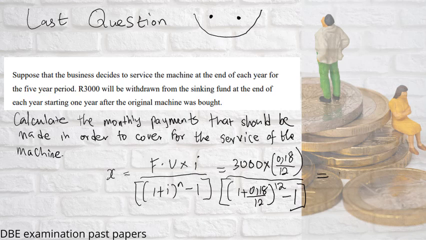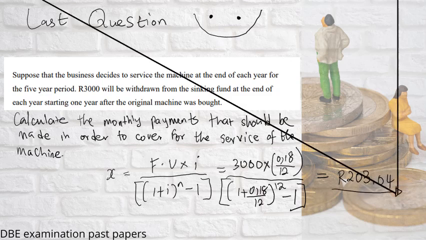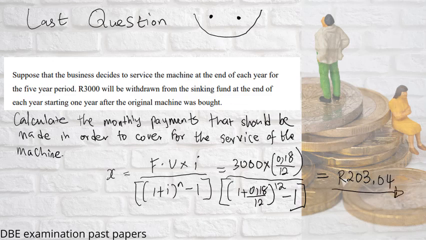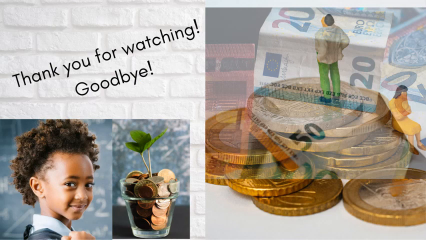Okay, so the final answer will be 203 rands 0.4 cents, sorry about this, it's 203 rands 0.4 cents. So that's what needs to be saved every month in order to be able to withdraw 3,000 every year to pay for the service of the machine. All right. Okay, great stuff.